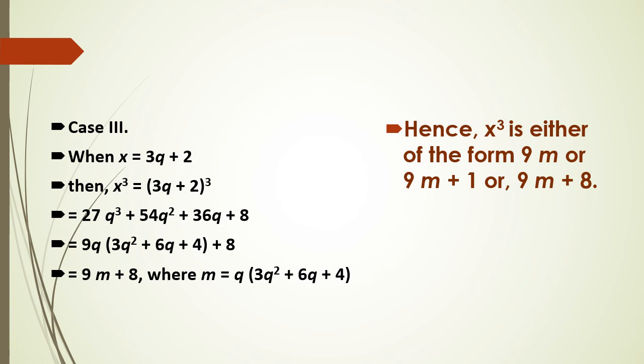The remaining part is q is common. So the other stuff is inside the bracket: 3q squared plus 6q plus 4. So in the beginning you took 9. Your m is entire q into bracket 3q squared plus 6q plus 4, which is the entire stuff is m. And the last one is 8. The main thing you have to remember is that you should take 9 outside and 8 outside the bracket. The other things in the bracket will do. We'll keep the entire thing inside the bracket. So m is equal to q into 3q squared plus 6q plus 4.